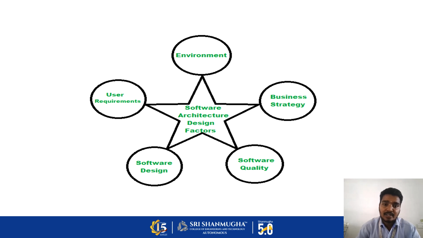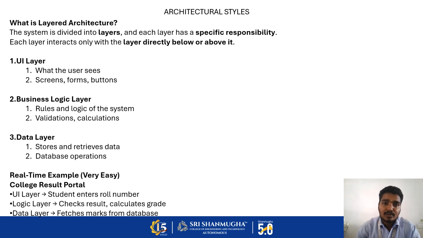The software architecture design factors: first user requirements, then software design, software quality, business strategy, and environment. These are the major factors for software architecture design. So next we see the architecture styles. What is the layered architecture? The system gets divided into layers, each with its own responsibility. That is called the layered architecture.